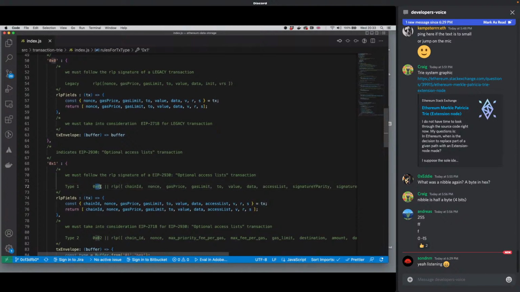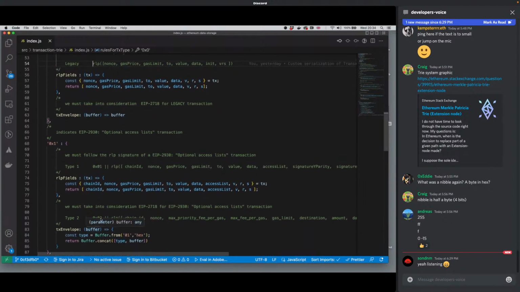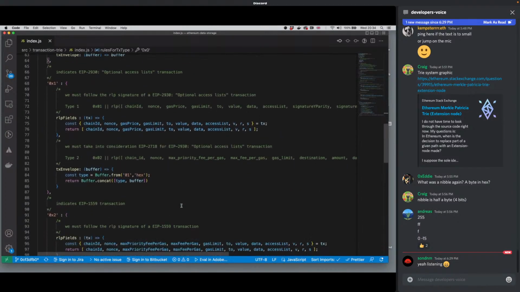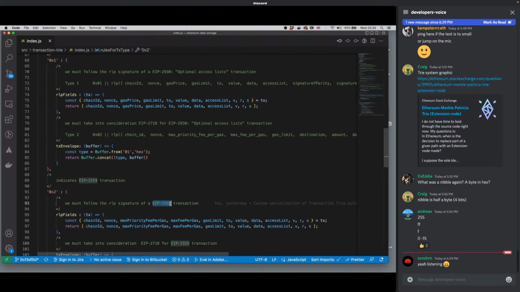it says in front of the RLP information we're going to stick 1 byte of information, which is a type. It's a byte type, and so far there's only legacy, which doesn't have a byte type in front of it, and inside a transaction on the block it's expressed as zero in hex. We have a byte for 01 and byte 02. Byte 02 is for a 1559 transaction, right?